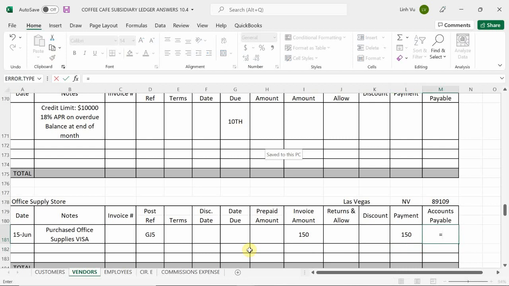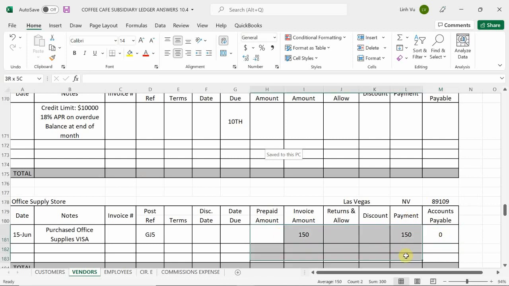Okay. So let's figure this formula out. So it's going to be your invoice minus prepaid, and then minus return allowance, and then minus discount, and then minus payment. Good. Right. So you owe office supplies nothing. We don't have an invoice number in this case. I didn't attach the receipt in this one though.